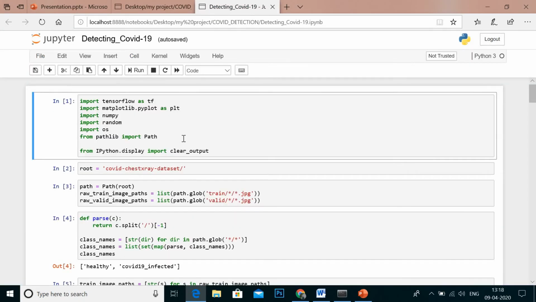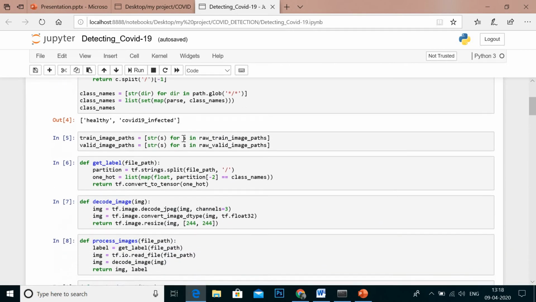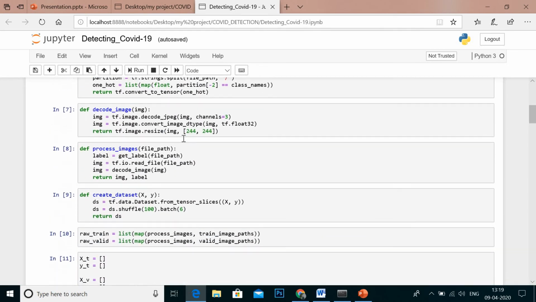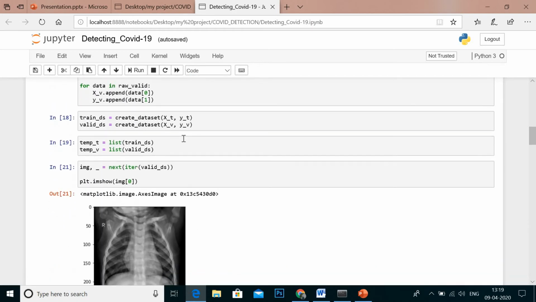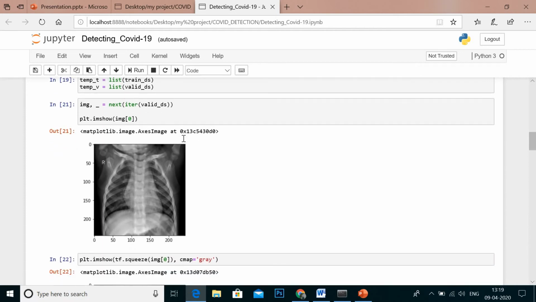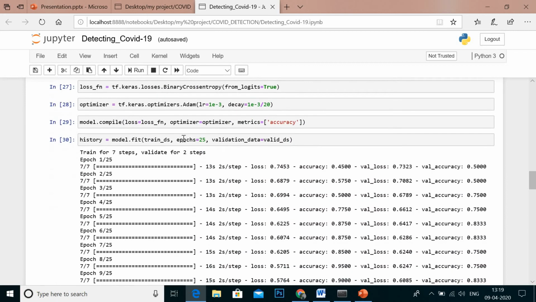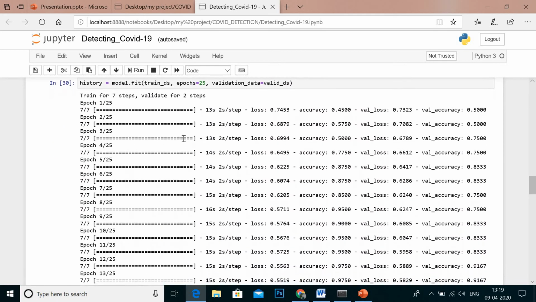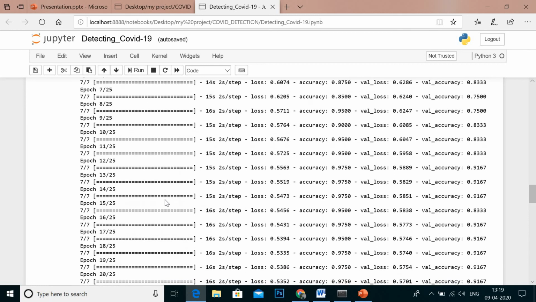Yeah, this is the code for our model. We have used the VGG16 convolutional neural network, which consists of 16 layers and which is one of the biggest and best of many architectures. We have prepared our dataset, training set and validation set, which consists of X-ray images, and this is the training part. This training has been done for 25 epochs.